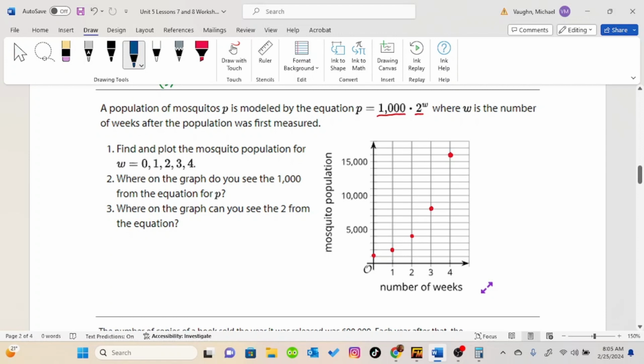Number 2. Where on the graph do you see the 1,000 from the equation for P? We see the 1,000 right here at the y-intercept.